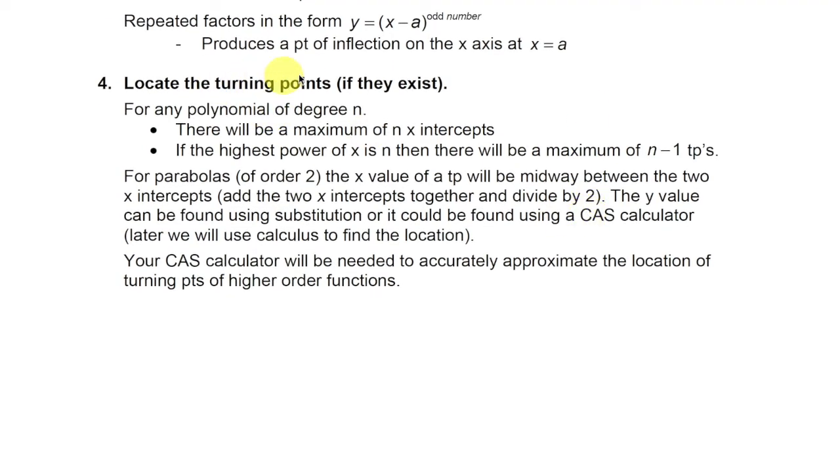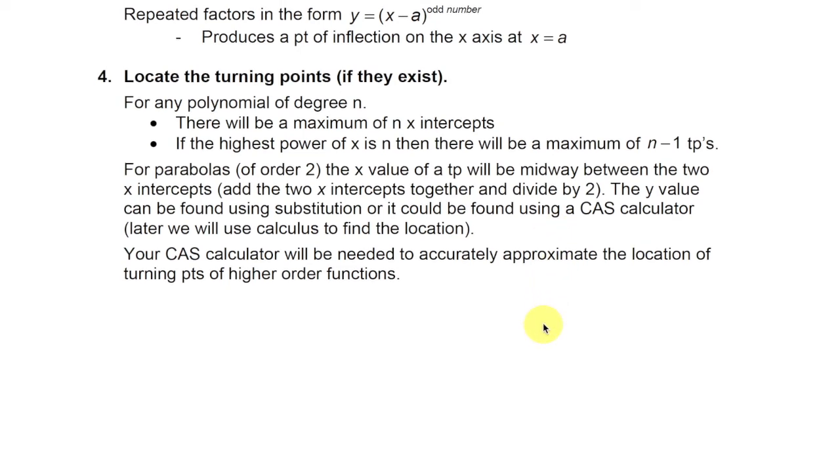If possible, we want to locate turning points. For quadratics, we know that turning points occur exactly halfway between the two x-intercepts, but that's not the case for quartics or cubics, so we can't assume that. Instead, we use our CAS calculator. Later in the year, I'll teach you calculus, and there you'll be able to locate the exact locations of turning points using calculus. But for now, we'll have to use our CAS calculator to locate the turning points.